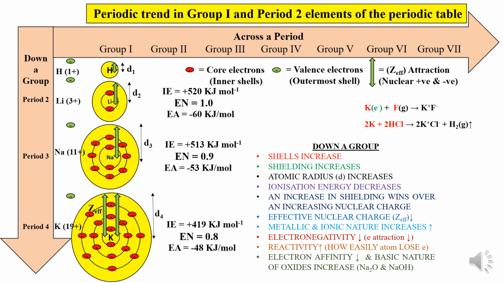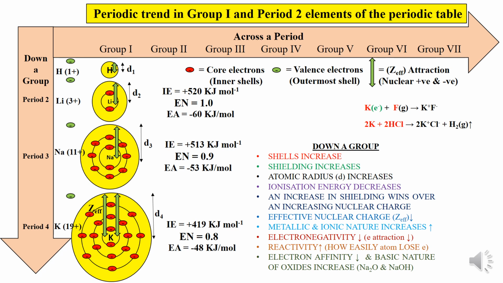With the increase in atomic radius, shielding increases. With increase in shielding, ionization energy decreases. And as a result, the effective nuclear charge also decreases. So this clearly shows that going down the group, the element will lose its ability to attract the electrons. So electronegativity of lithium is 1, sodium is 0.9, potassium is 0.8.